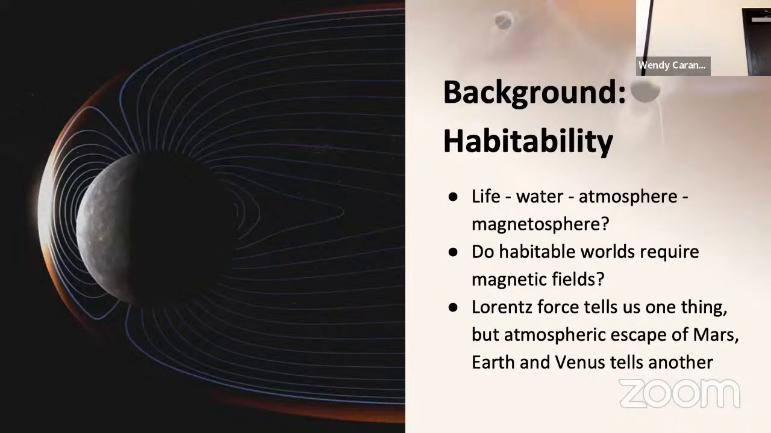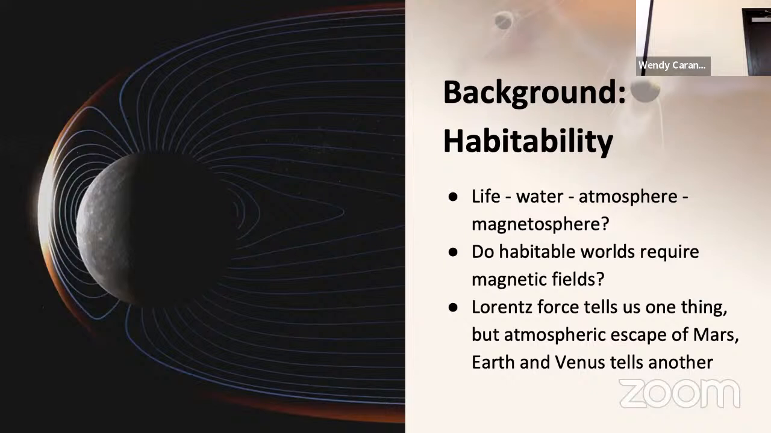So we begin our study of Mercury with a very basic but important question about life. Life, as we know, requires water in order to exist, but for water to be on the surface of the planet, it needs an atmosphere. Here we reach an interesting point. We can go two ways. We can say that magnetic fields are therefore required for planets to be habitable, that magnetic fields protect the atmospheres.